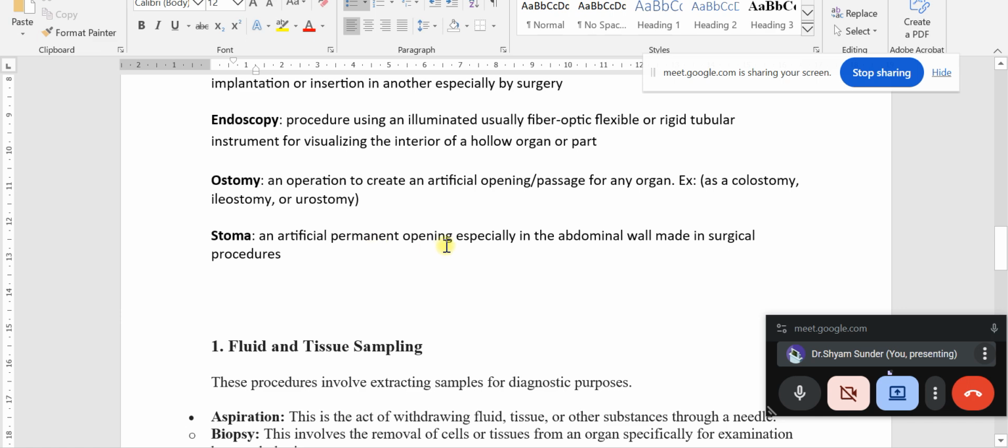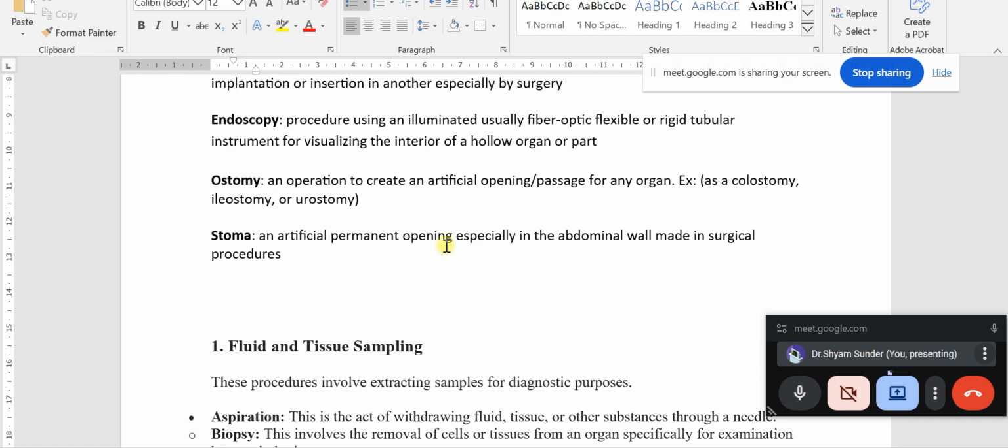So what happens sometimes, imagine a patient has cancer of the esophagus. The esophagus is an essential organ to swallow food, right? Otherwise, food will not reach the stomach. But there is cancer in the esophagus, and the food is not going inside.